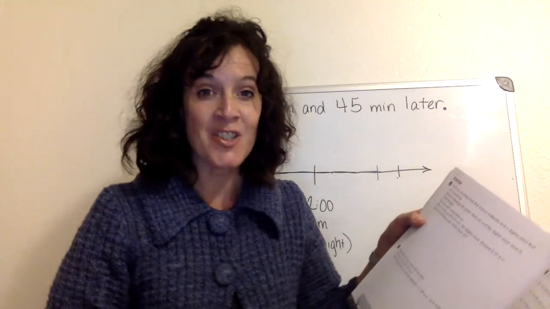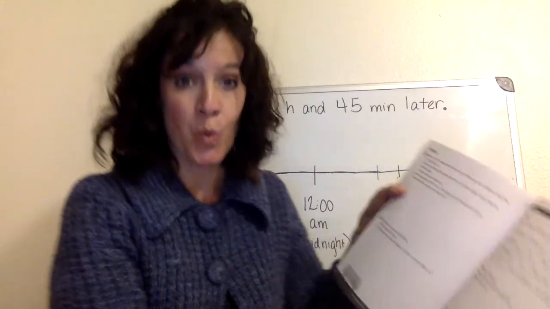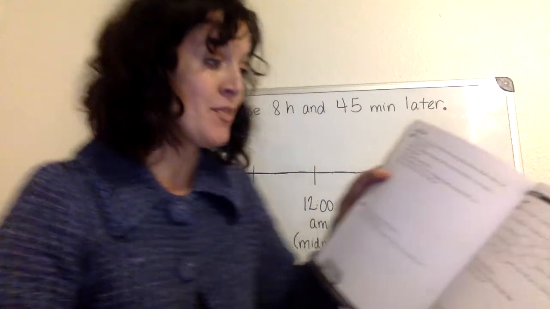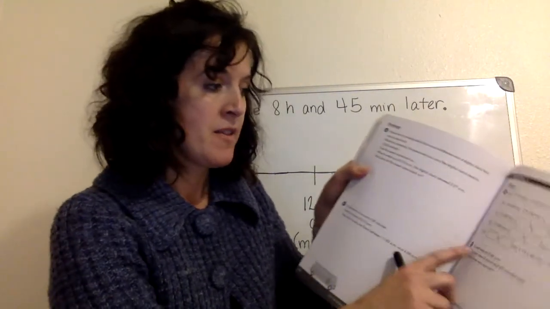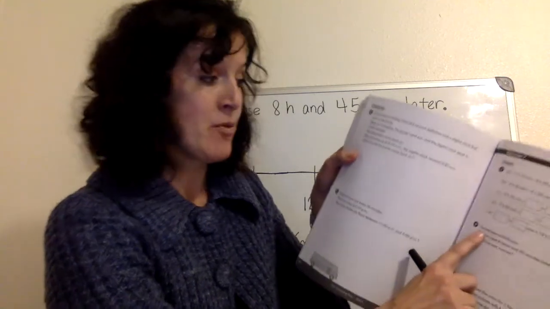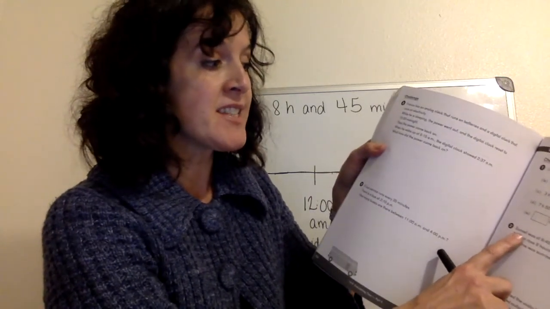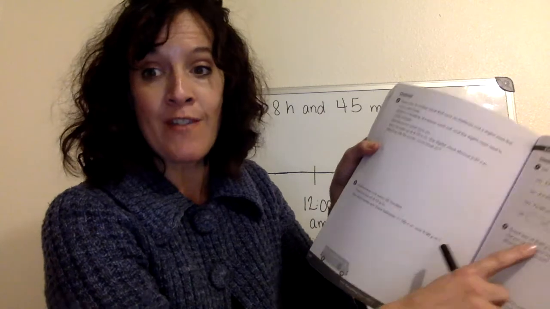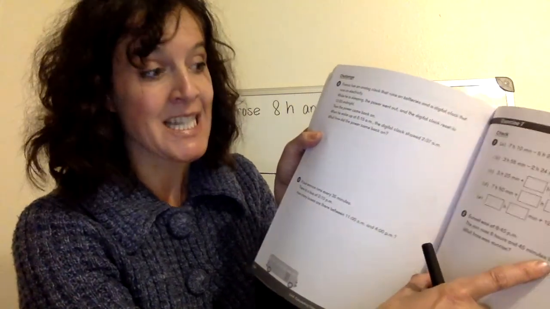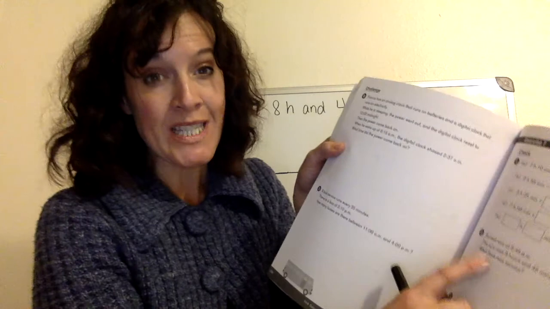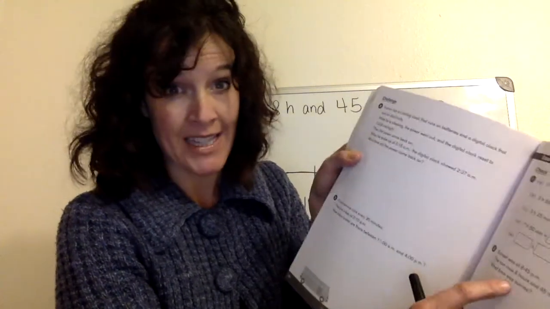Let's look at exercise 7 on page 195. We're going to go to number 2. It's a little word problem here. Go ahead and follow along as I read. It said the sunset was at 8:45 p.m. The sun rose 8 hours and 45 minutes later. What time was sunrise?